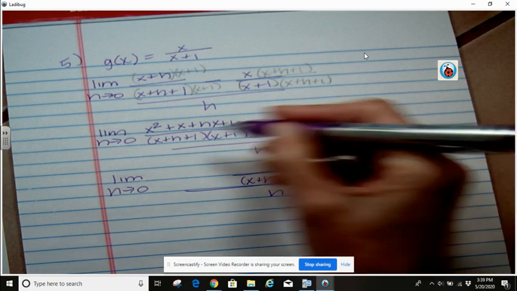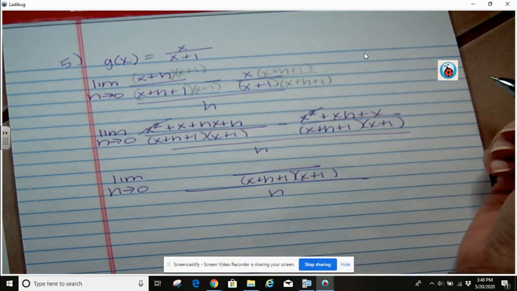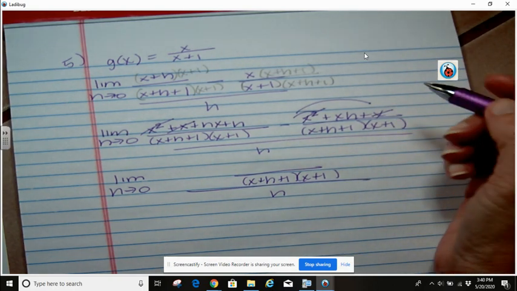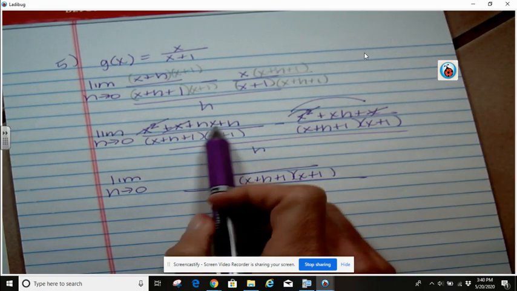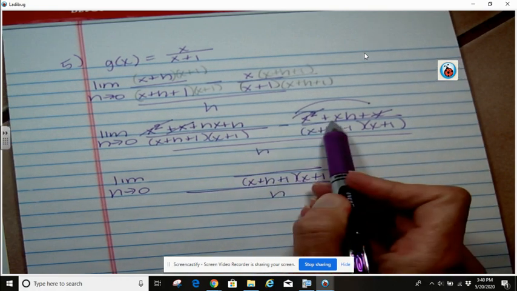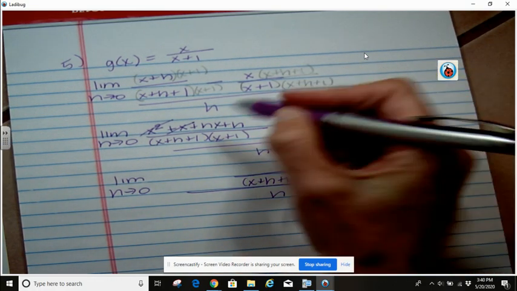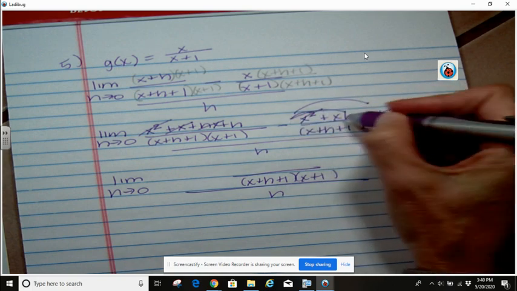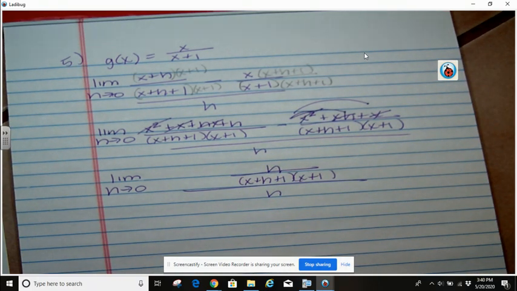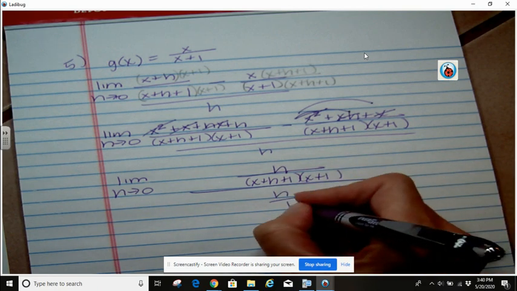So I've got x squared minus x squared. I've got x minus x. And then I've got hx minus xh. Hx and xh are the same thing. Okay, hx minus xh, same thing. So it just ends up being h. All right, and then this is like over 1.